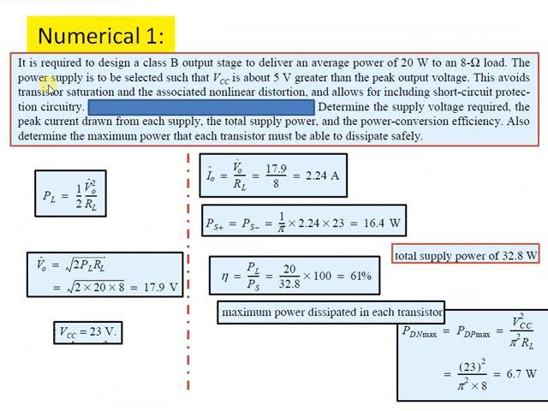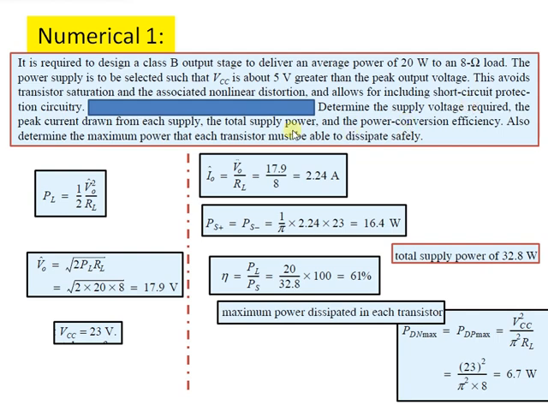The first numerical says that it is required to design a class B output stage to deliver an average power of 20 watts to a 8 ohm load. The power supply is to be selected such that VCC is about 5 volt greater than the peak output voltage to avoid transistor saturation and the associated nonlinear distortion.